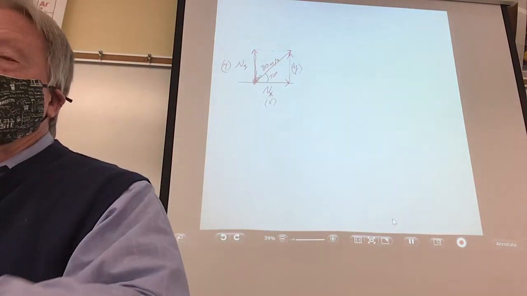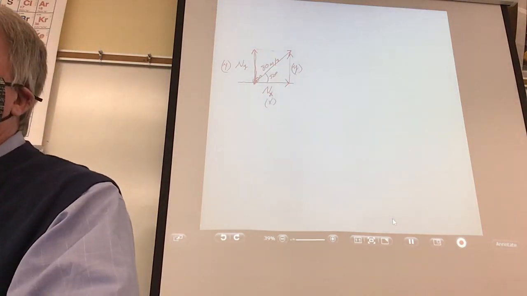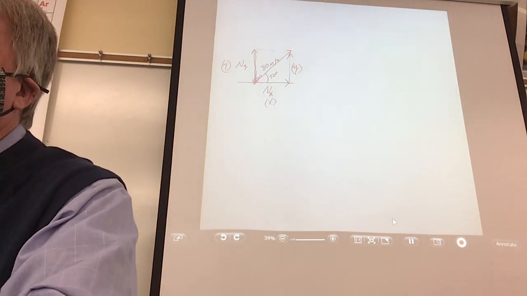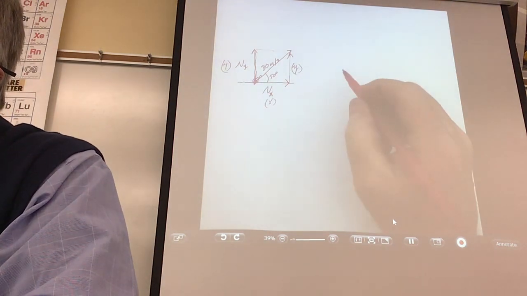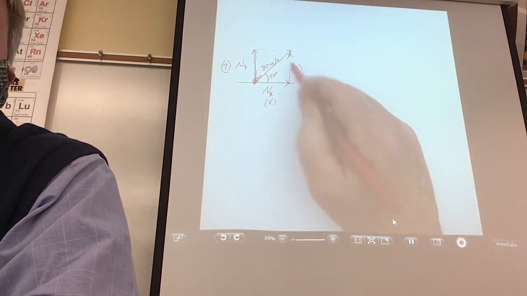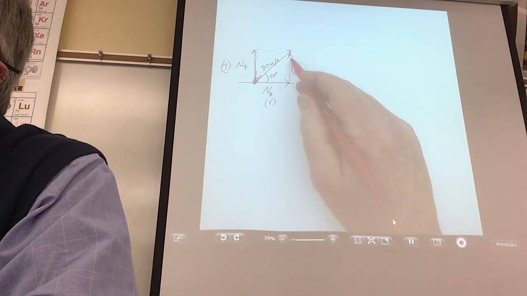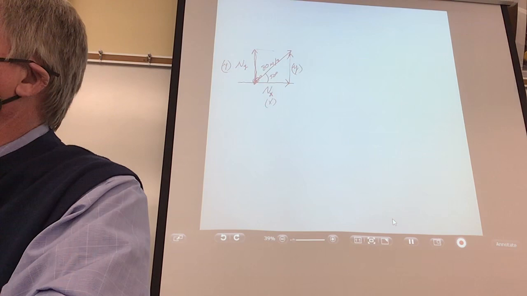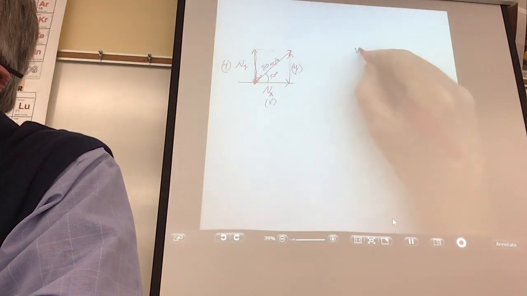All right. Now, we want to figure out these two components. So let's see how you do that. You want to do this one first? You want to do the y component? Everybody see that? I want to find out what is the velocity of the cannonball in a vertical direction.